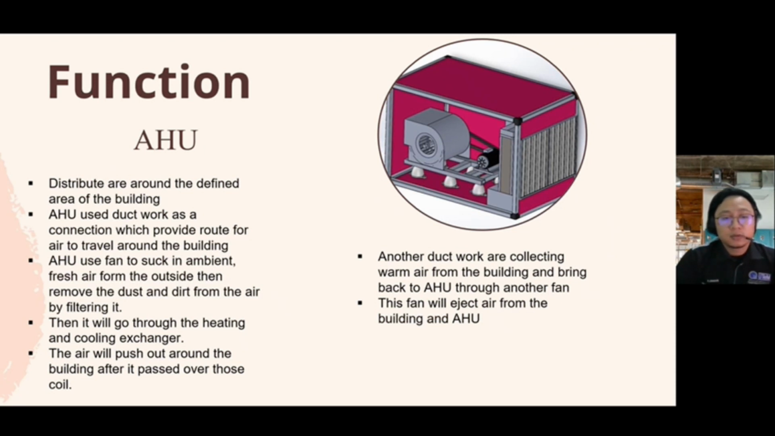The AHU uses a fan to suck in ambient fresh air from the outside, then removes the dust and dirt from the air by filtering it. The filters of an AHU have many types, and the cheapest and most efficient one is wool. Next, the air is pushed out around the building after it passes over the coils.